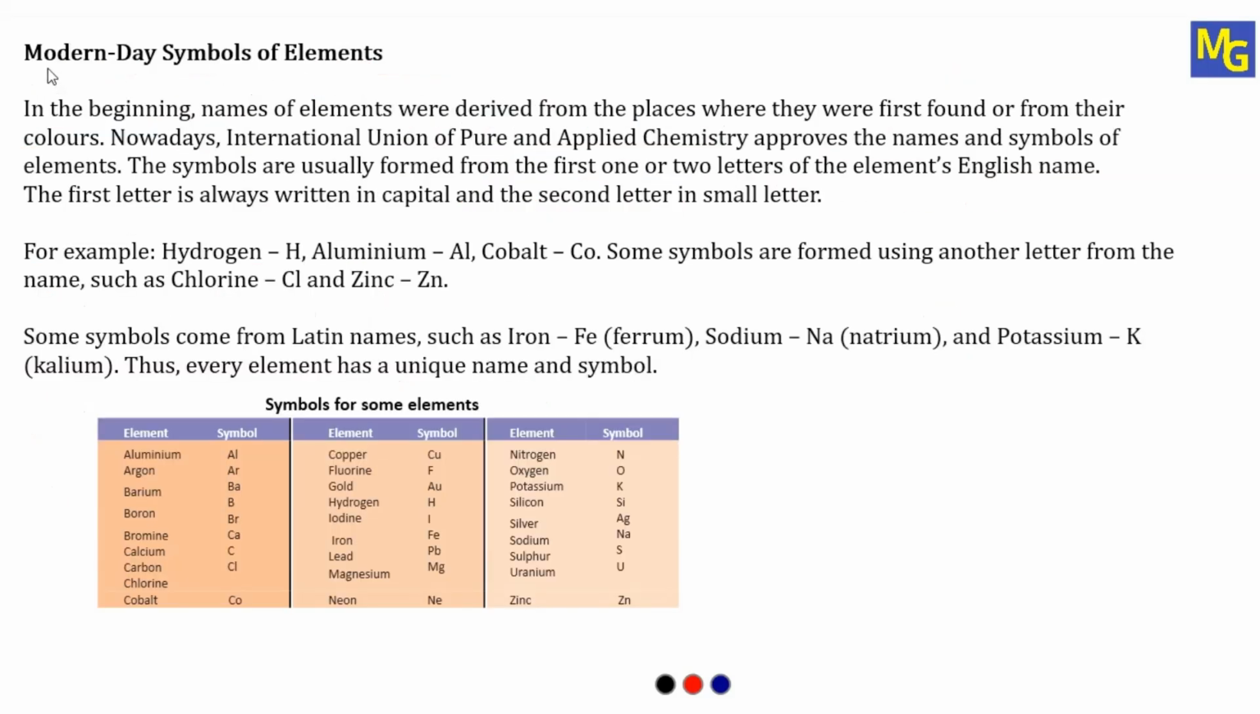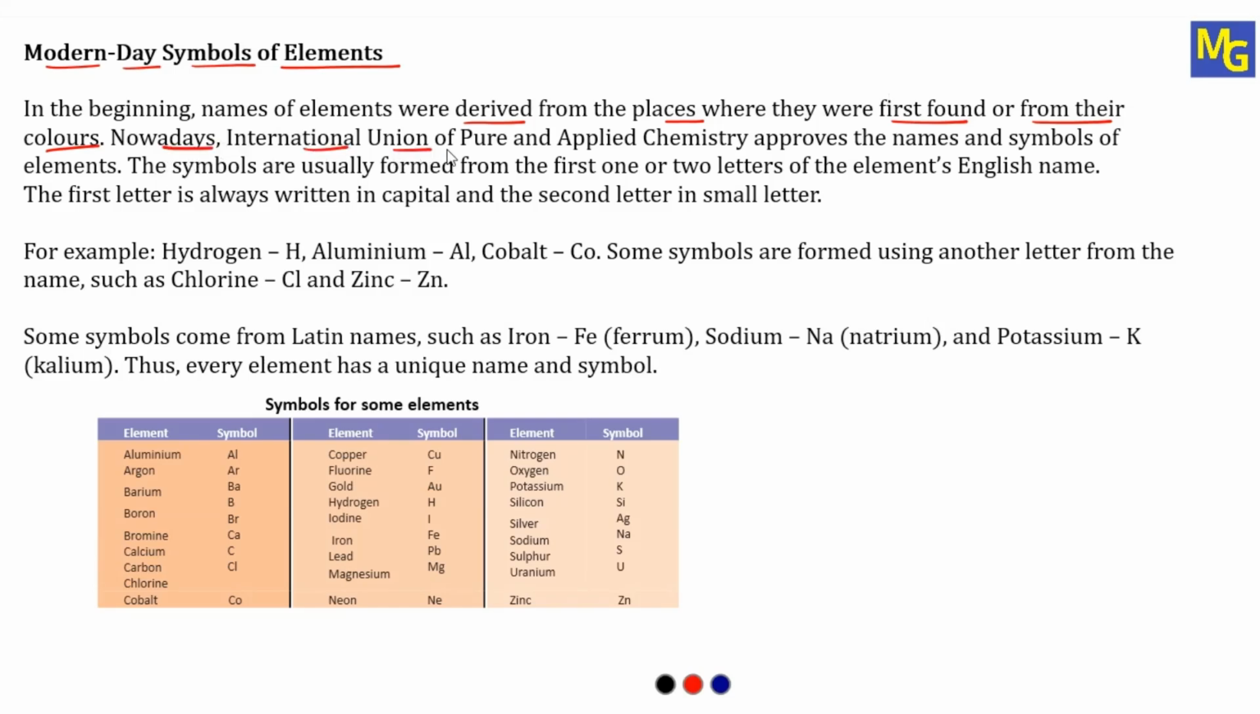So now we are going to see modern day symbols of elements. In the beginning, names of elements were derived from the places where they were first found or from their colors. So in earlier days, how were the names of the elements derived? By using the place where those elements were found or the color of the elements.